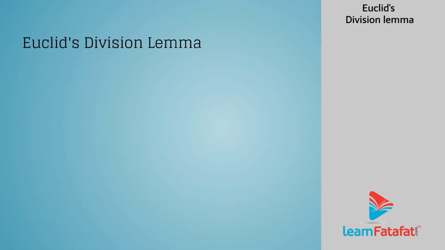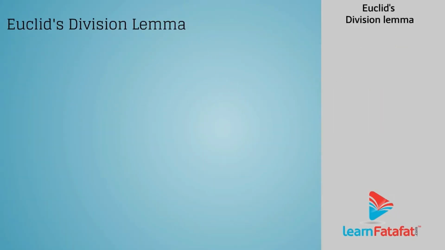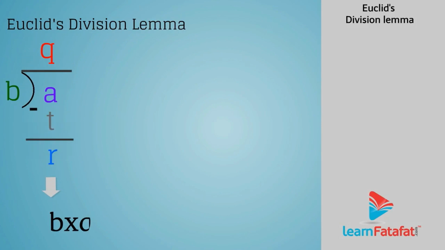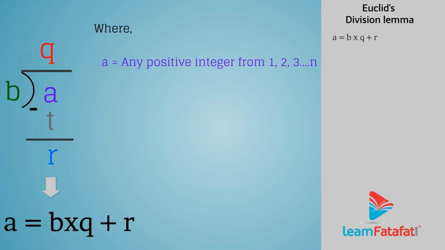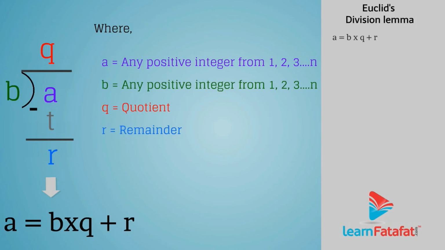Euclid division lemma. For any two positive integers, a and b, there exist unique integers, q and r, satisfying a equal to b multiplied by q plus r, where a and b are any positive integers from 1 to n. Q is quotient, r is remainder, and t is product of b and q.